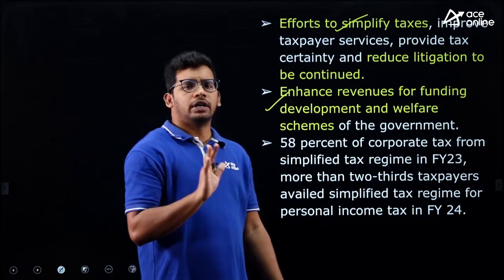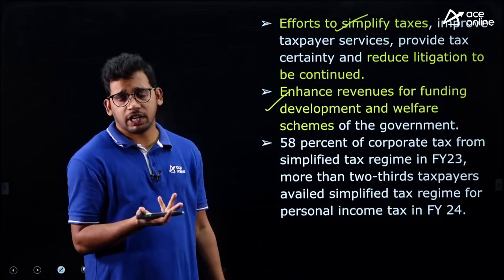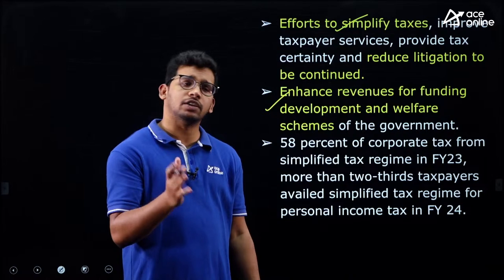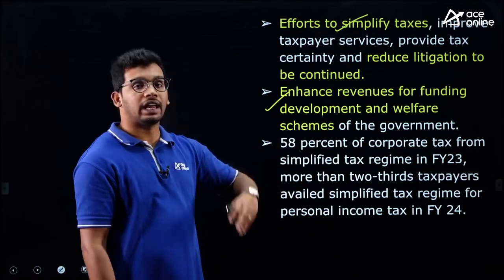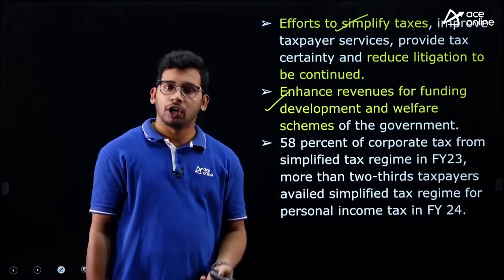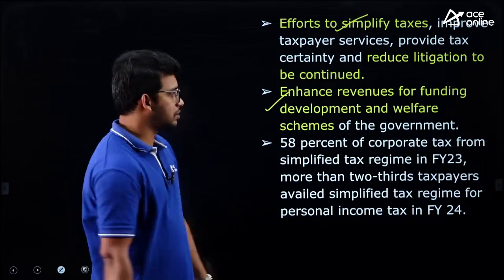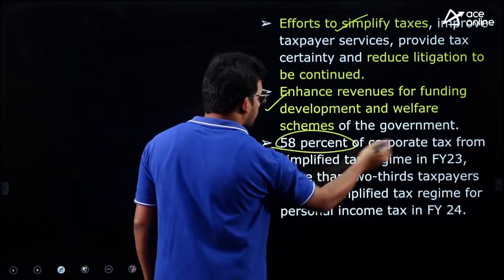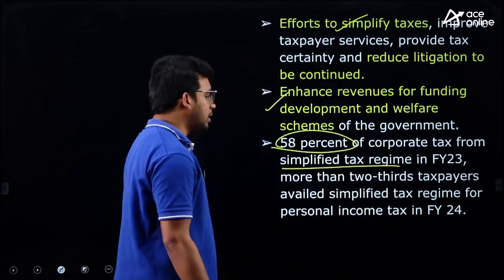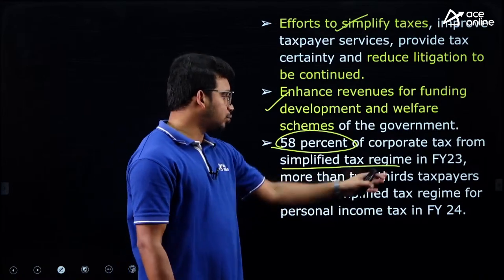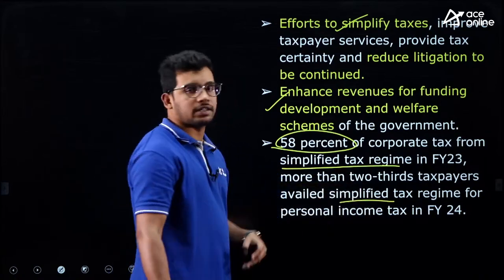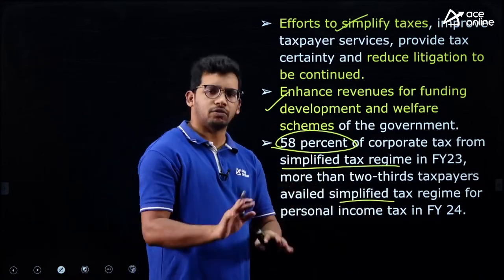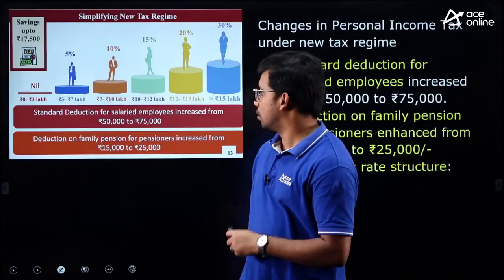So don't take it as a negative, it is actually a privilege that you are paying a tax and that is going for the poor. Government wants to encourage the tax, it can be income tax, it can be corporate, the private companies as well, right. So 58% of corporate tax has been simplified. More than 2/3 of taxpayers availed the simple tax regime this year. So they are saying that we have simplified the corporate tax and all, fine.